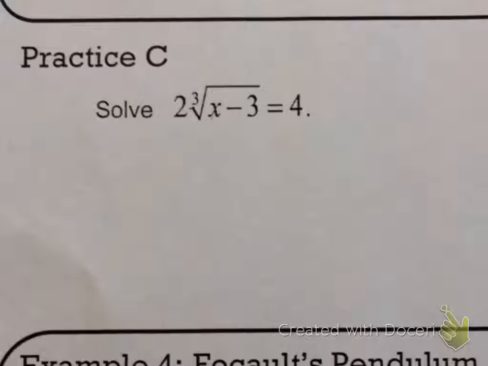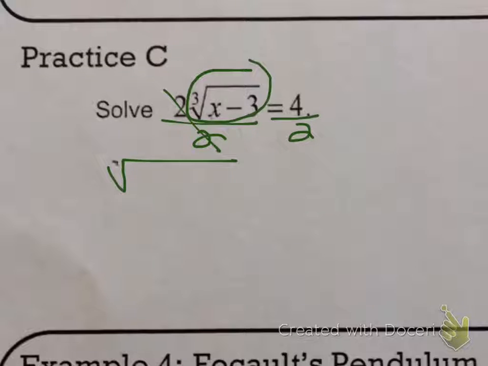All right, here's another one. Again, isolate the radical, we need this by itself. So the first thing I need to do is get rid of that 2. The 2 is multiplied there, so I'm going to divide. It cancels over here, and on this side I get the cube root of x minus 3, and on that side I get 4 divided by 2, which is 2.